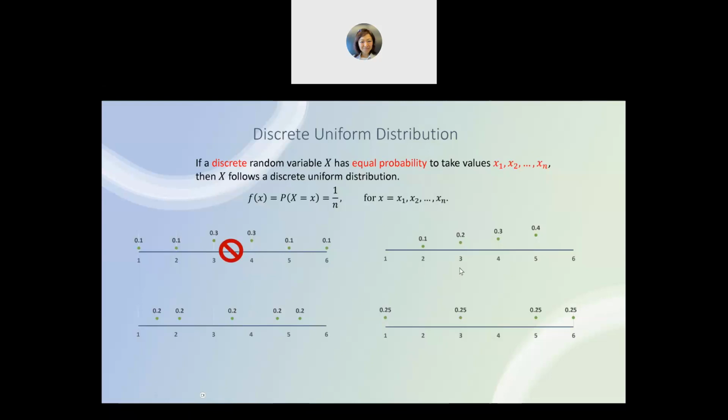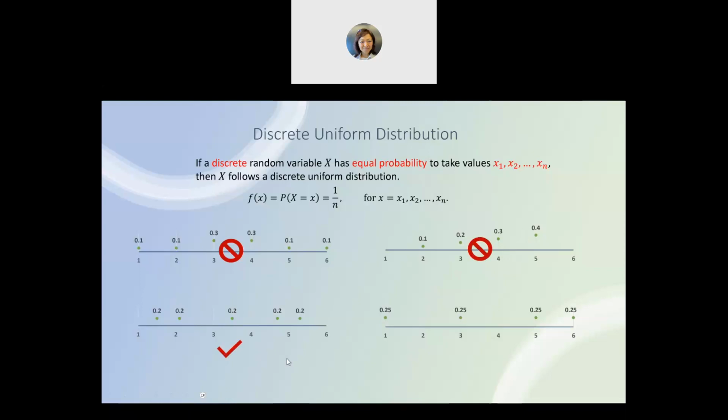Next one. Let's say x here can be 2, 3, 4, or 5 with these probabilities. Again, the probabilities here are not the same, so we say x here is not a discrete uniform variable.